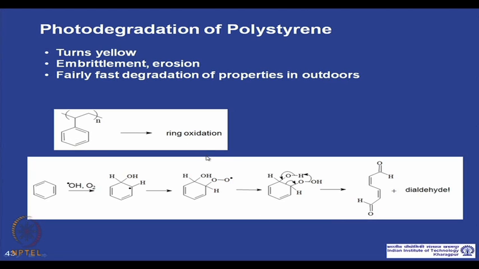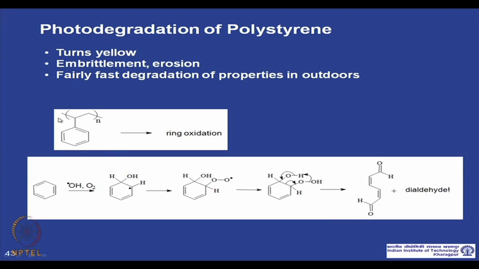Let us take an example of photodegradation of one polymer. In this case, let us talk about polystyrene. With exposure to UV light, it turns yellow as a result of bond cleavage by high-energy UV light, and as a result the polymer becomes embrittled. This degradation of molecular weight happens faster in outdoor conditions because it gets exposed to UV light to a much greater extent than in indoor conditions.